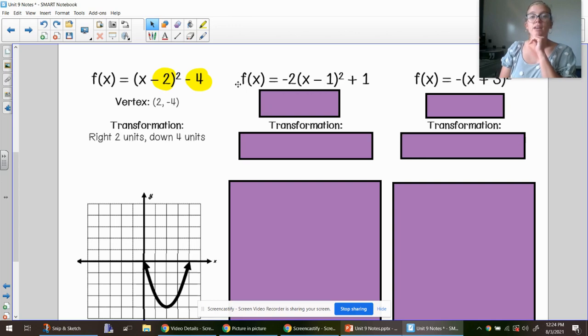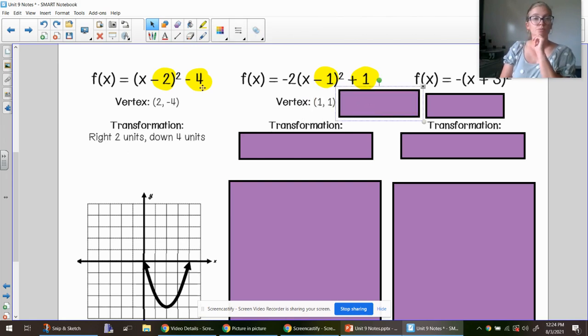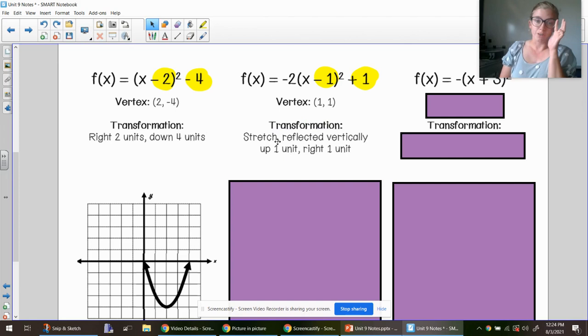Next, we have f of x equals negative 2 times x minus 1 squared plus 1. Starting with that vertex, our vertex is again h and k. We have to change the sign of h. So we have positive 1, positive 1. This time, we do have an a value that's going to have some transformation. A here is both negative and it's 2. So it's going to be a stretch and reflected vertically. So it's going to get narrower and flip upside down.